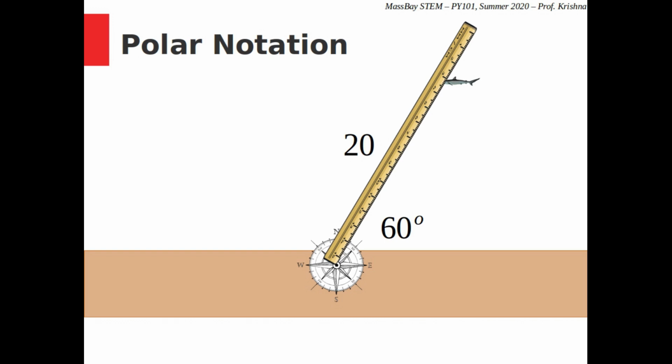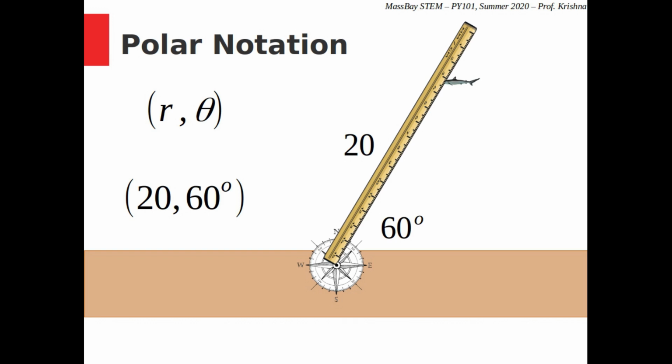So now we have unambiguously located the shark. It is 20 meters away at a compass bearing of 60 degrees. Since this description includes a size, 20 meters, and a direction, 60 degrees, it is a vector. This notation system, which contains a size and an angle, is called polar notation. In this system, the size is generically represented with the letter r, and the angle by the Greek letter theta.